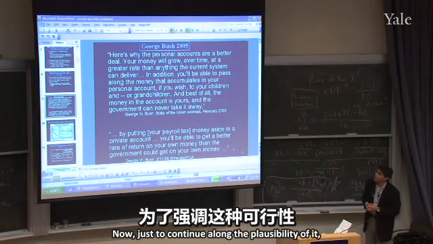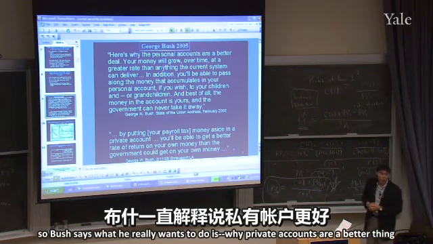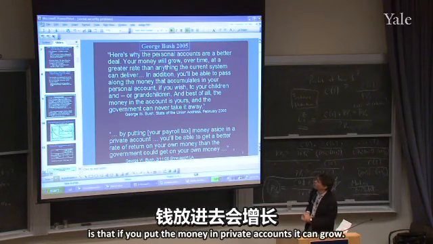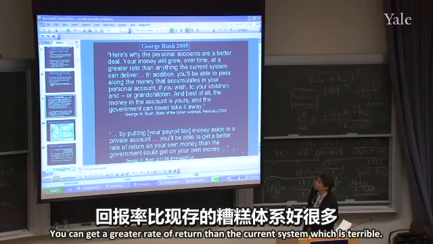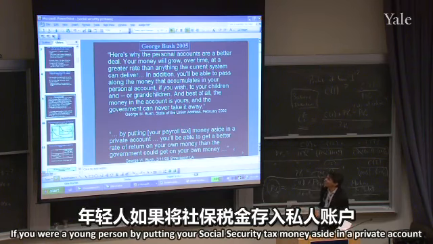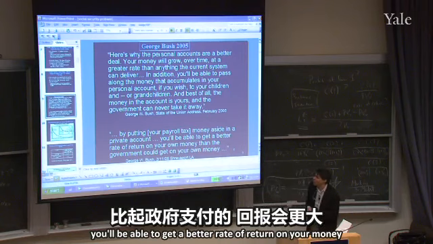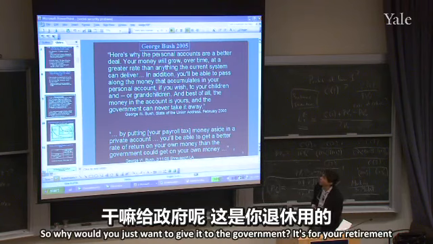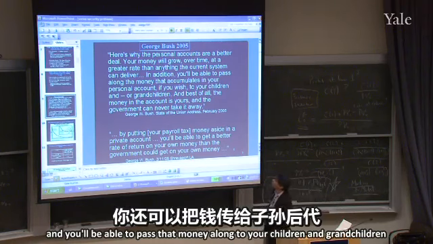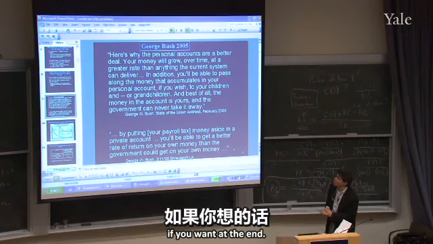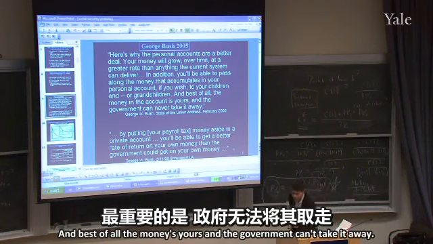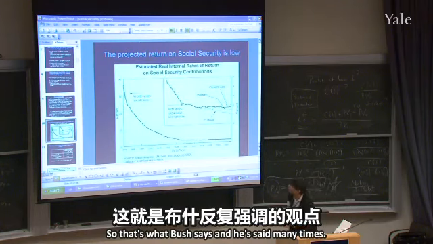Now, to continue along the plausibility of it, Bush says that private accounts are better because if you put the money in private accounts, it can grow. You can get a greater rate of return than the current system, which is terrible. If you're a young person, by putting your Social Security tax money aside in a private account, you'll get a better rate of return than the government could get you. So why would you just want to give it to the government? It's for your retirement, and you'll be able to pass that money along to your children and grandchildren if you want. And best of all, the money's yours and the government can't take it away. Okay, that's what Bush says, and he said it many times.